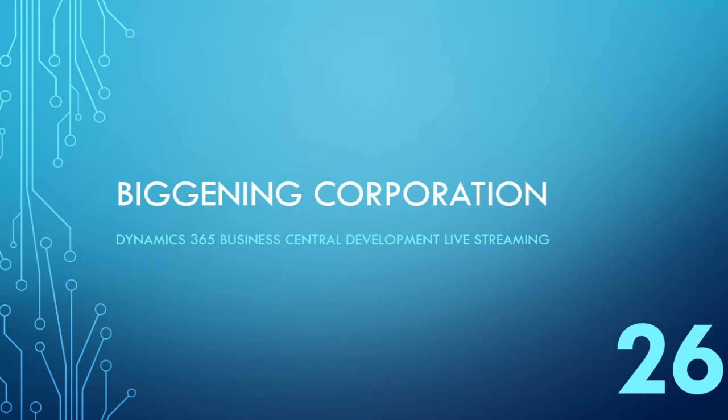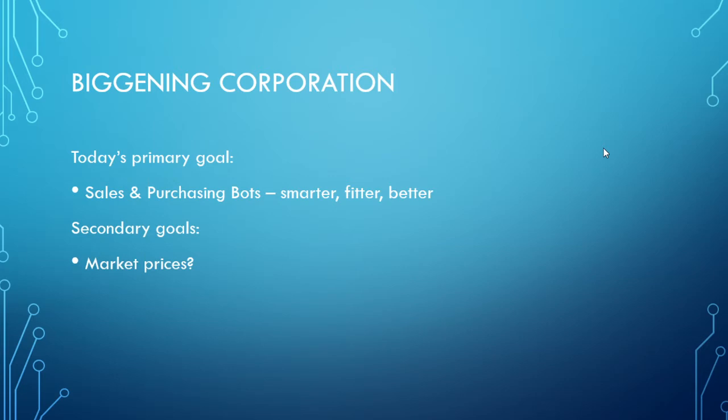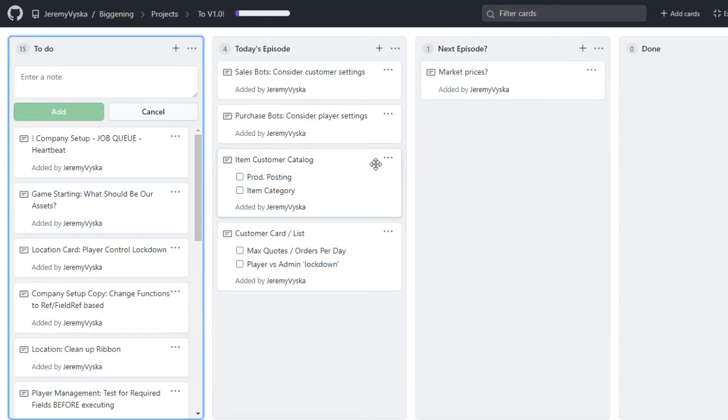We're on episode 26 now, and in today's episode we are going to focus a lot more on making our sales and purchasing bots a little smarter, fitter, better, that sort of thing. We may get to market pricing, we'll see, to break it down a little bit more, because I do try, as I'm brainstorming, usually about an hour, maybe a half hour before the stream, of what am I going to do today. I have moved a few things over to today's episode.